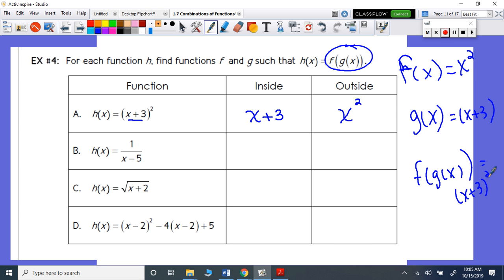So here, for the next one, your original function had to be 1 over x. And your g of x had to be x minus 5, excuse me, not 1 over x minus 5. So that when I plugged that guy into the first one, I ended up with 1 over x minus 5.